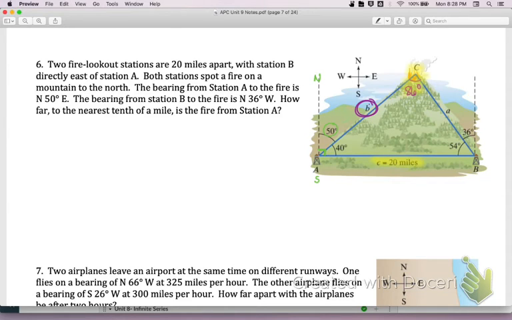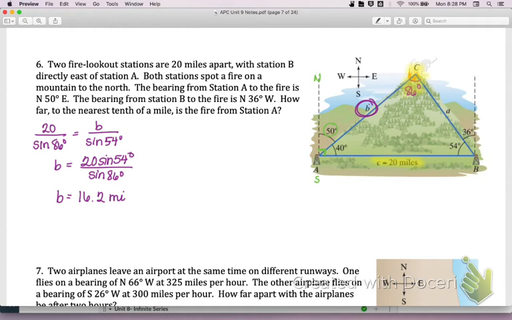We know that 20 over the sine of 86 degrees is equal to B, which is what we're trying to find, over the sine of 54 degrees. So B, when we cross multiply, is 20 sine 54 divided by sine 86. We are just going to put that into our calculator and see what you get. I get 16.2 miles when I plug that in.